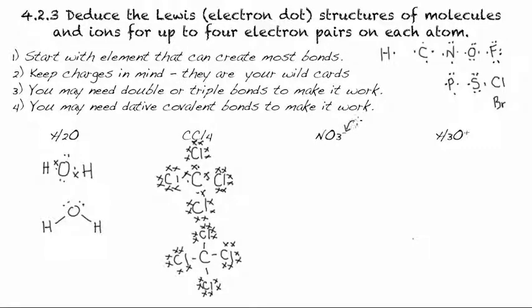In other words, this negative tells me that there's an extra electron that I can use whenever I want to make my structure work. And now that I'm thinking about this, we might have to think about using double or triple bonds to make it work, or dative bonds, and I'll show you what that means when we get to one. So let's start again. Nitrogen is going to make the most bonds because it can make 3, 1, 2, 3, 4, 5.